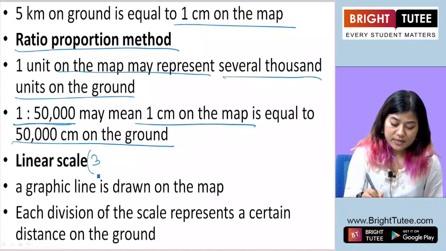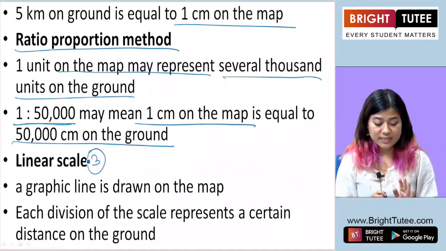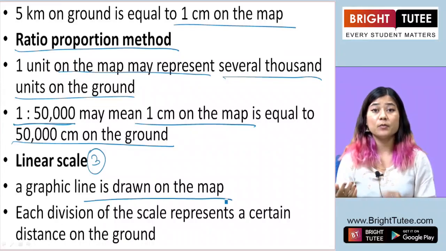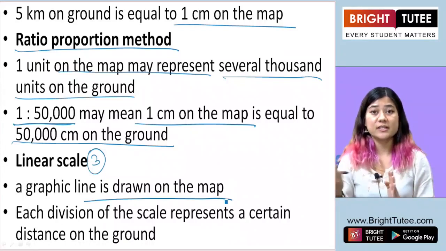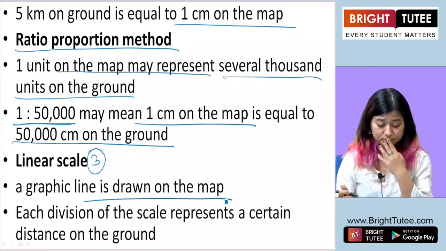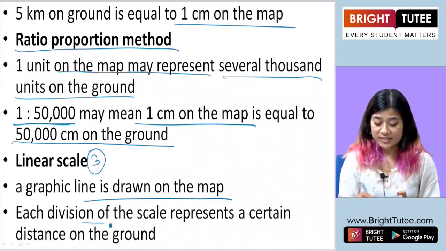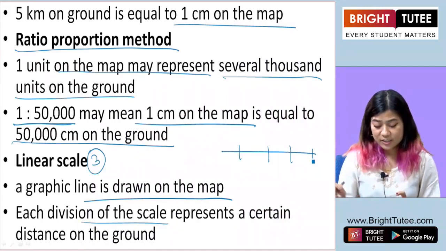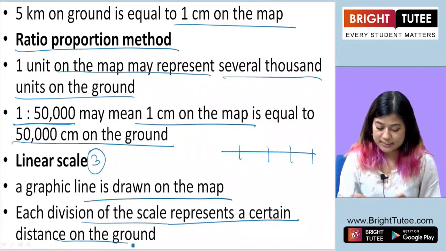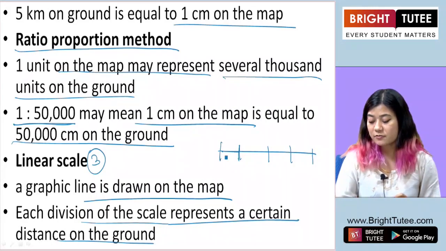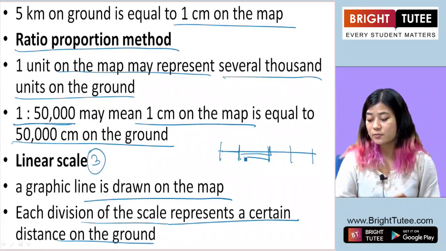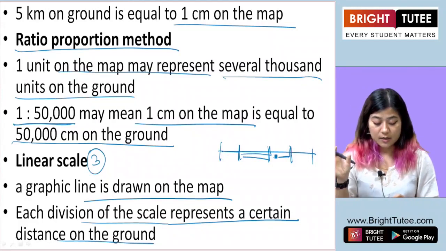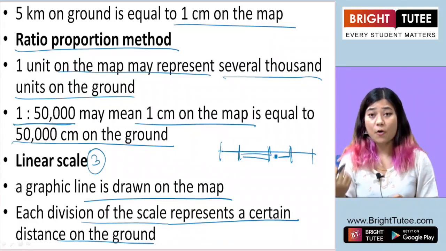The third method is called the linear scale. Now this scale is a line drawn on the map. Okay, this is a very popular method of measuring the distance on the map. Now this scale has divisions, and each division represents a certain distance on the ground. This division represents a certain distance, and this one another, this one another.